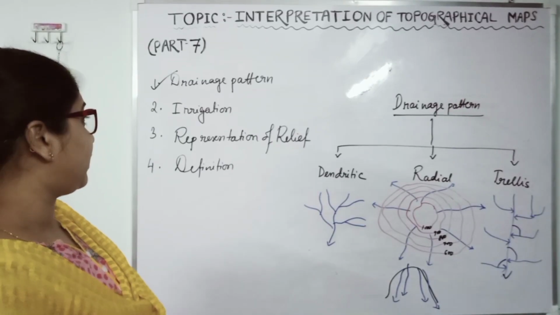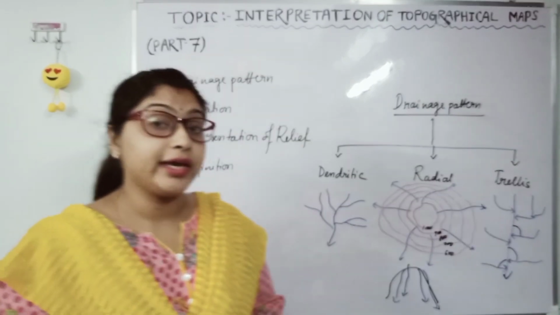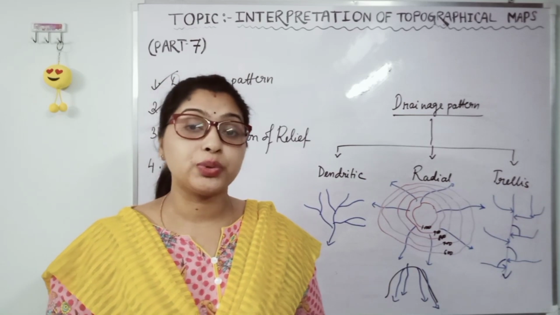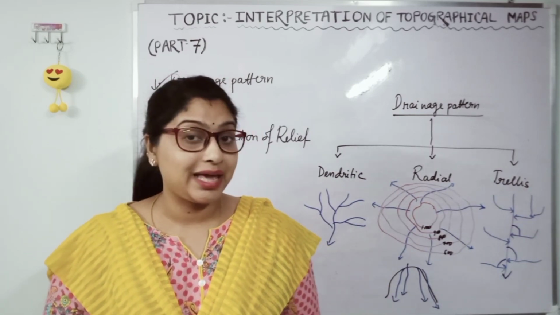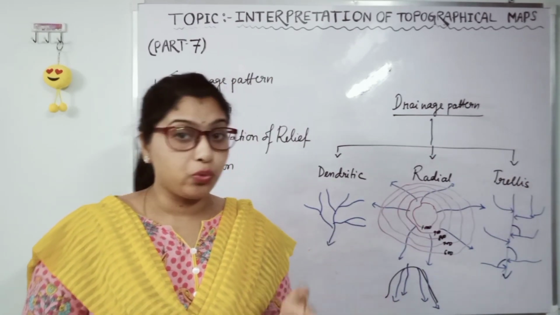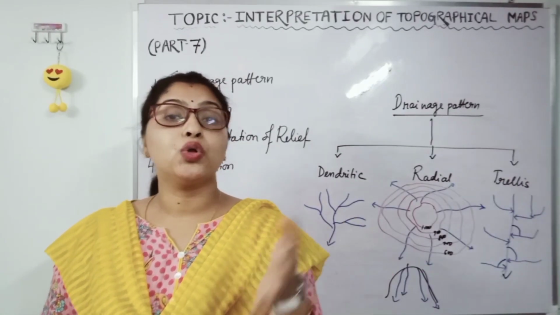Now students, we will get to know about irrigation. We all know irrigation basically is the process to supply water to a needy area. But why do we need irrigation? We need irrigation to supply water when there is a lack of water or when there is no rainfall.